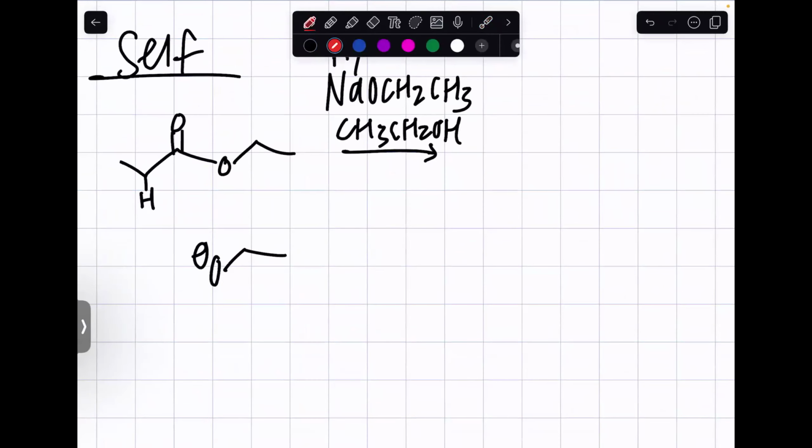So the first step of the mechanism for this Claisen condensation here is to deprotonate this alpha hydrogen, which is the most acidic hydrogen, right? Because what did we say at the very beginning of the session here? What does the most acidic hydrogen give? What kind of conjugate base? A stable conjugate base or an unstable conjugate base? Stable. Yeah, stable conjugate base, right?